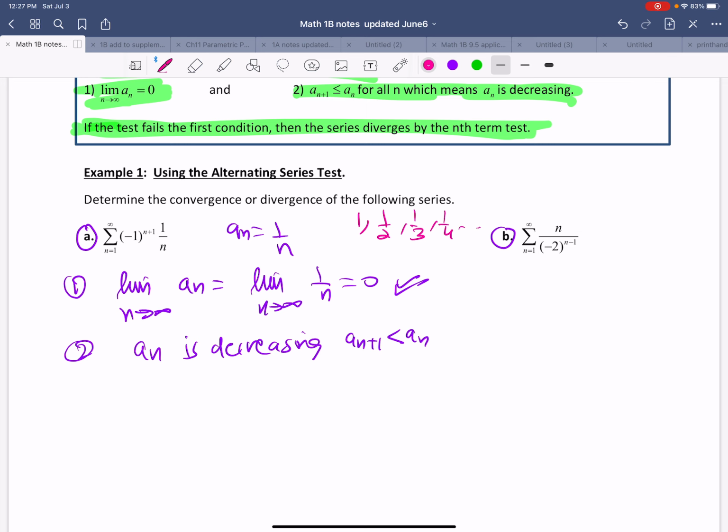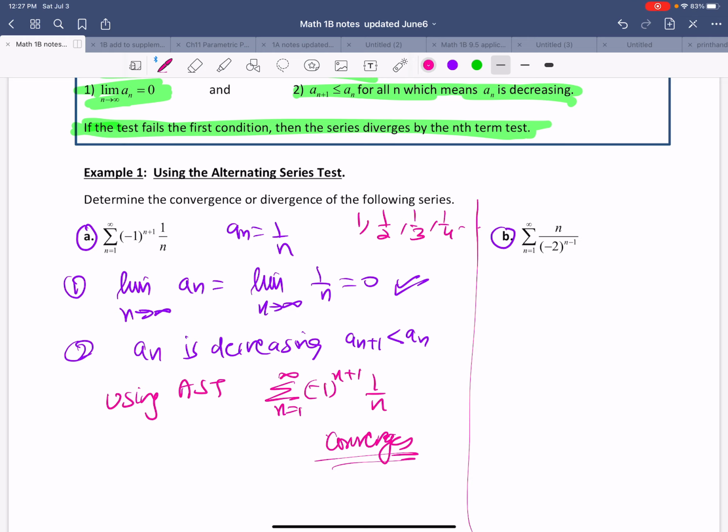So if these two conditions are met using the alternating series test, the series summation n equals 1 to infinity of (-1)^(n+1) times 1 over n converges using the alternating series test. This series converges. Let's see another example.